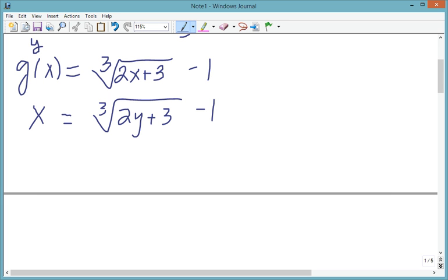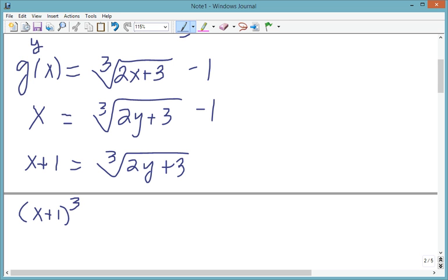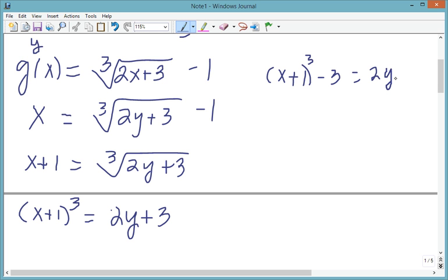So we have to get the cubed root by itself first, so we'll add 1. And then we would cube both sides. And now we just keep going. We'll subtract 3, and divide by 2. And there we have it.